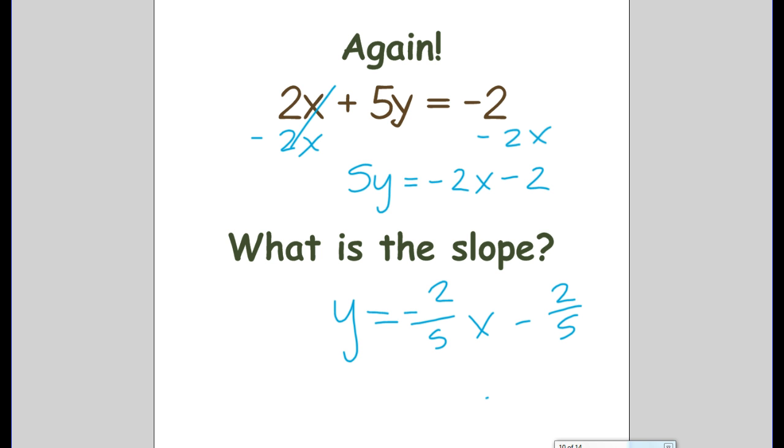Now, all we do is read the slope. It's already sitting there. What is the slope? Negative 2/5 is the slope. You don't need to go to your calculator and turn it into a decimal. It is staring at you. It's already answered. It is negative 2/5. Okay?